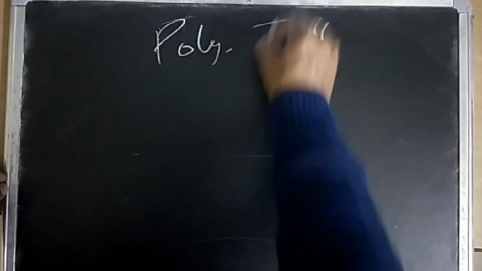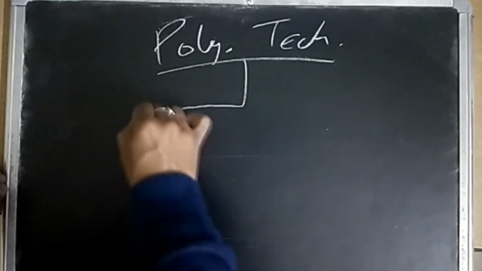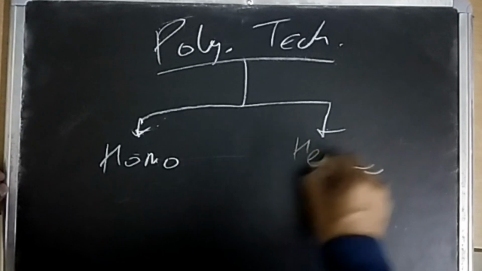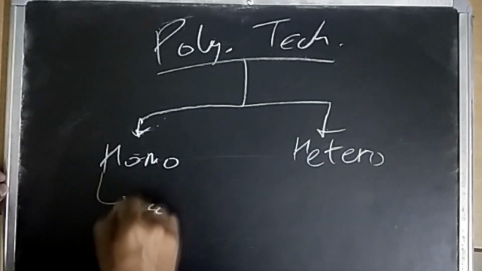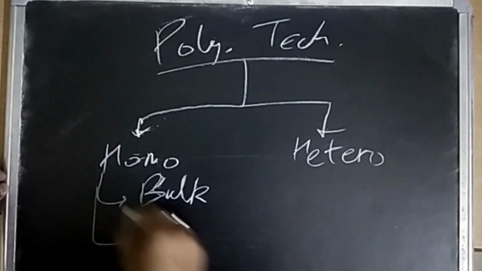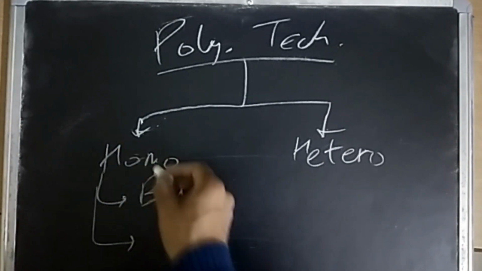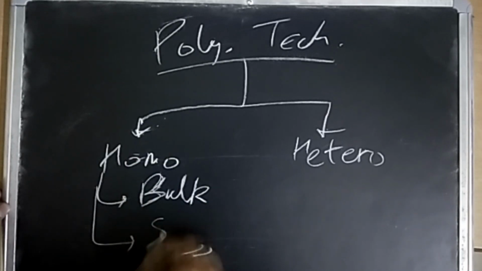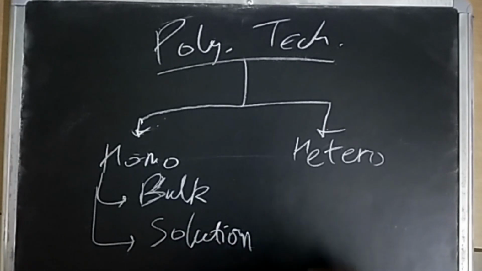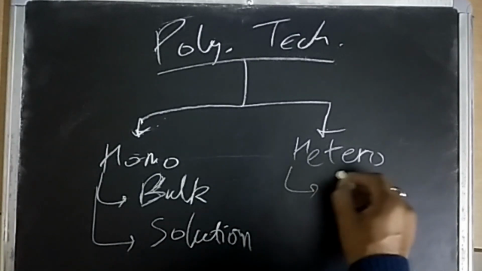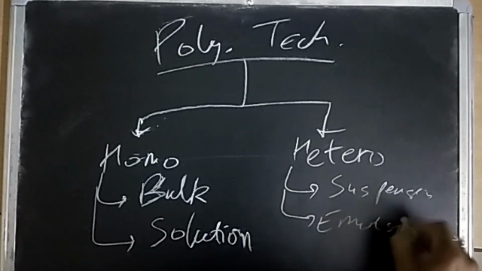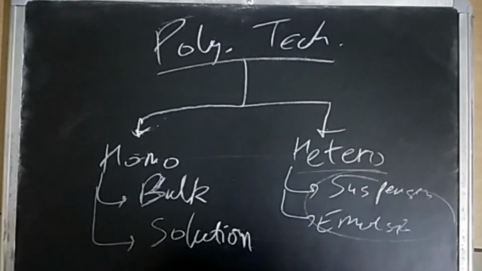Next we move to the polymerization methods, polymerization techniques or methods. In two ways we can distinguish them. One is homogeneous, other is heterogeneous. Homogeneous will have bulk and solution. Okay, bulk and solution. And in heterogeneous there is suspension and emulsion. By these names we can also understand it is heterogeneous.